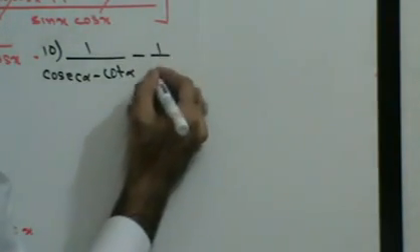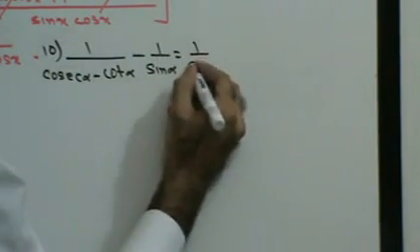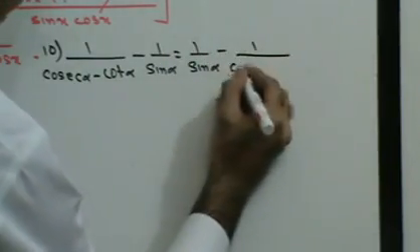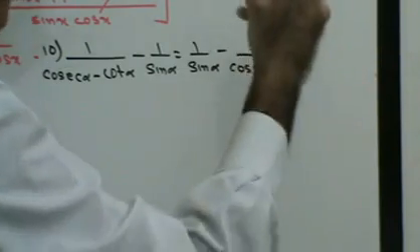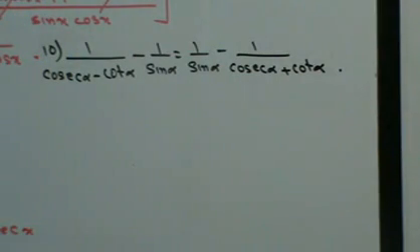Prove that 1 upon cosec alpha minus cot alpha minus 1 upon sin alpha is equal to 1 upon sin alpha minus 1 upon cosec alpha plus cot alpha. I have to prove this. Let's see how do we do this sum, guys.